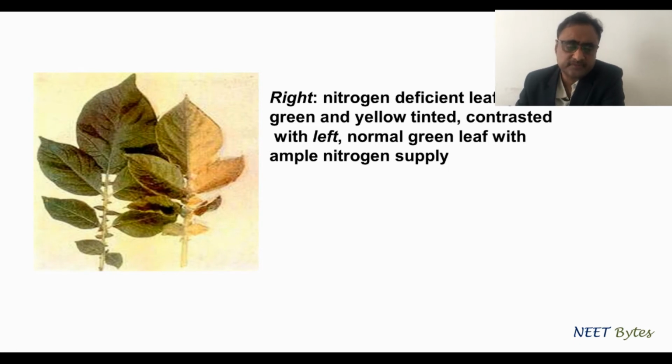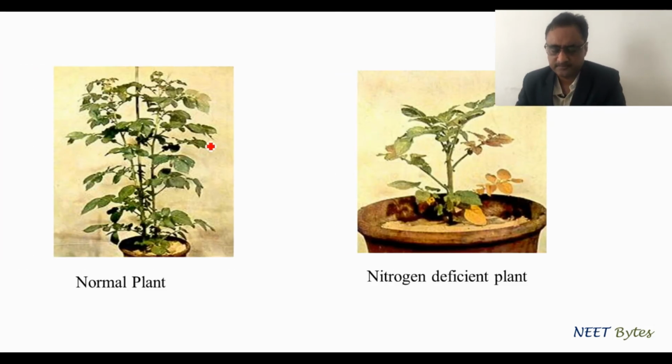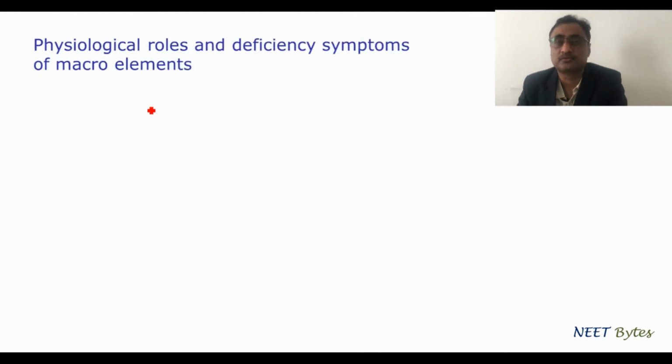You can see that this is a nitrogen deficient plant, and this is a normal plant. So you can see how this is going to be chlorosis. The patches of chlorosis are actually visible over here. Okay. Similarly, if we compare the growth, you can see this is the nitrogen deficient plant with stunted growth. Okay, but here is the plant with normal growth.